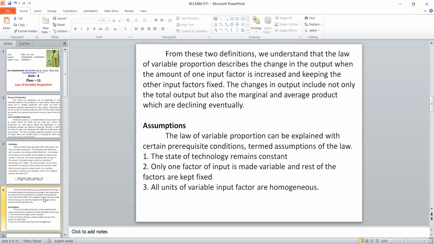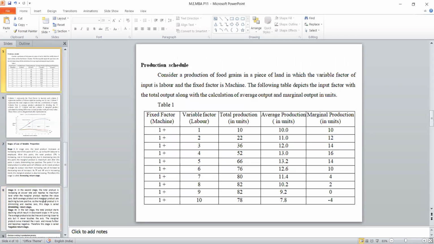So keeping these three assumptions, we are hypothetically constructing one table. We are having one machine and a group of laborers. Say we are doing agriculture. That is one tractor with one farmer. Fixed factor is one machine, the tractor. Variable factor is labor, the farmer. With one tractor and one farmer, we can produce 10 bags of wheat. Hypothetically I am speaking.